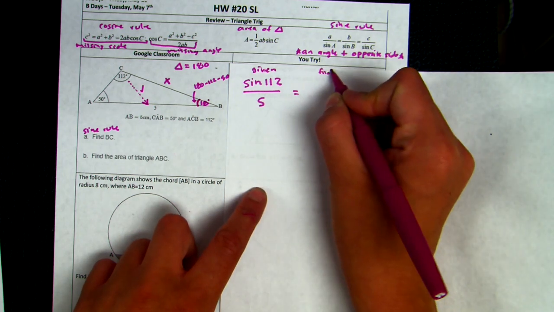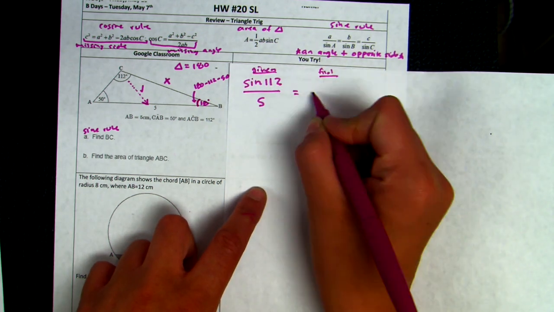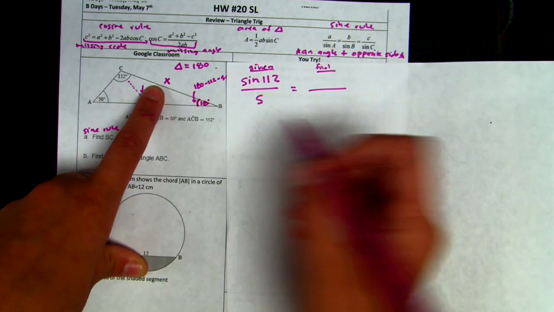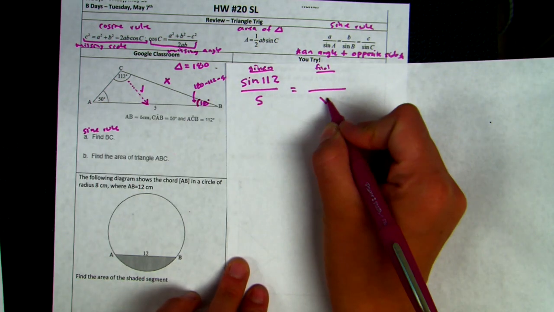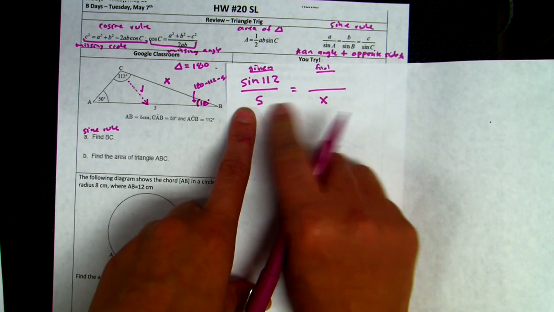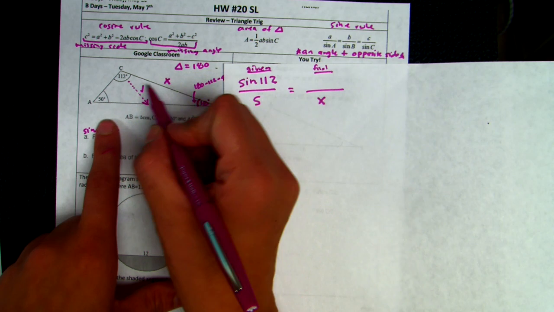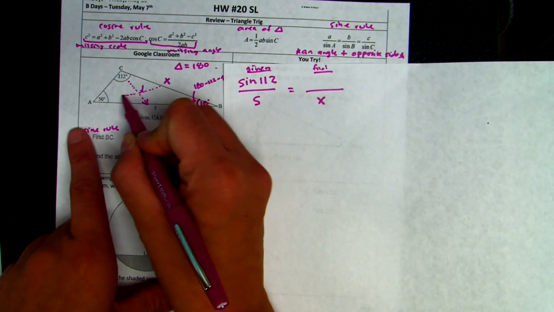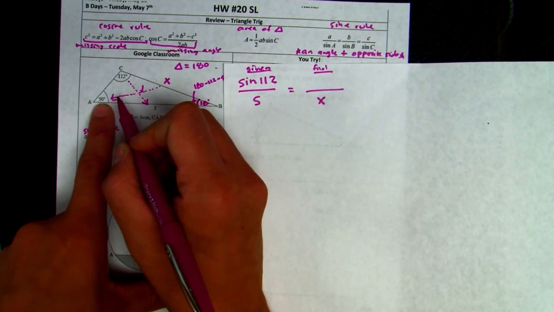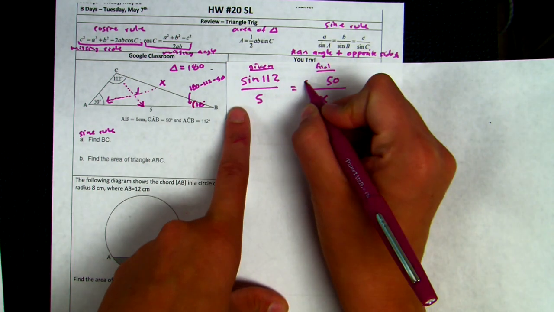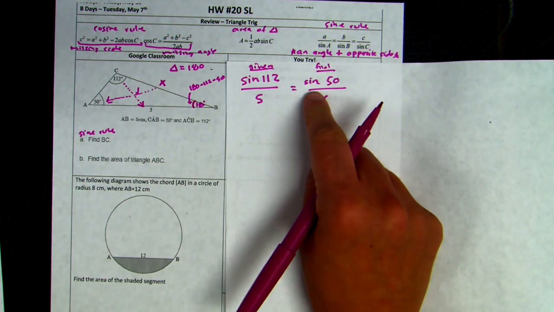What I'm trying to find, well, I know I want to find this side, so I'm going to call it x. I'm going to put it on the bottom of the fraction so the sides line up. They're both in the denominators. X's opposite angle is 50. So I know 50 goes in the top. It's sine rule, so we make sure it's sine of 50.